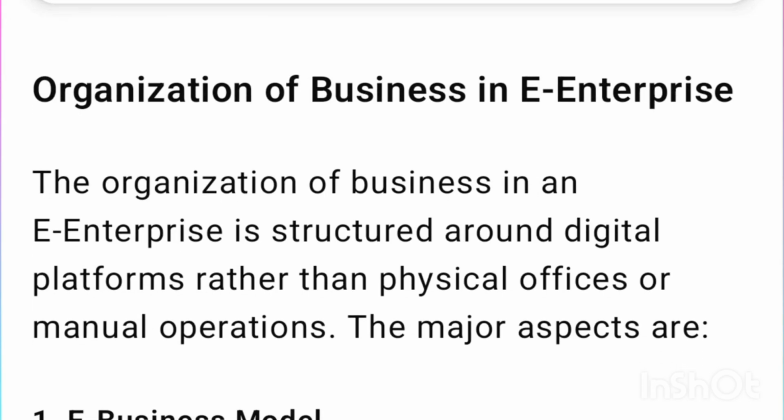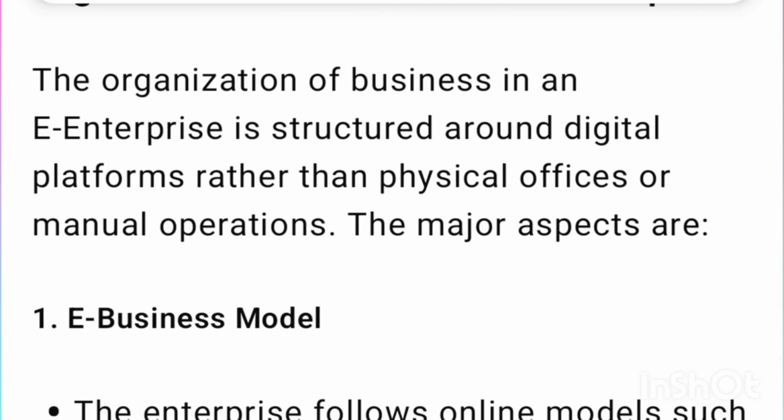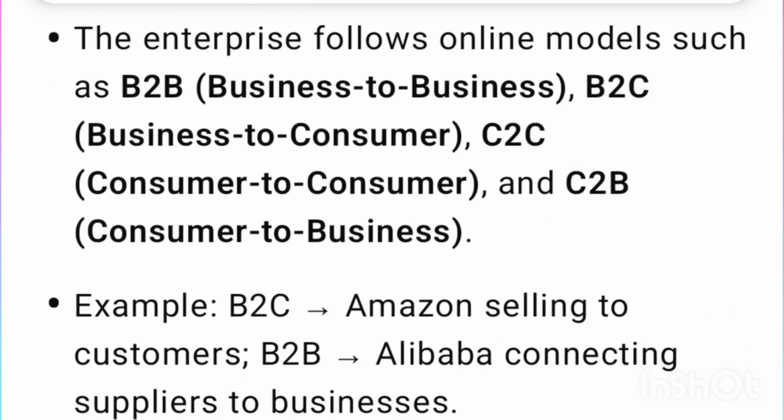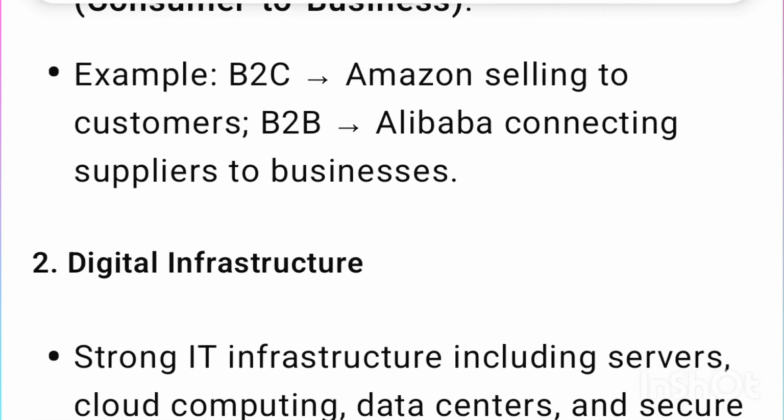Organization of business in e-enterprise. The organization of business in an e-enterprise is structured around digital platforms rather than physical offices or manual operations. The major aspects are: 1. E-business model. The enterprise follows online models such as B2B, business to business, B2C, business to consumer, C2C, consumer to consumer, and C2B, consumer to business. Example: B2C, Amazon selling to customers; B2B, Alibaba connecting suppliers to businesses.